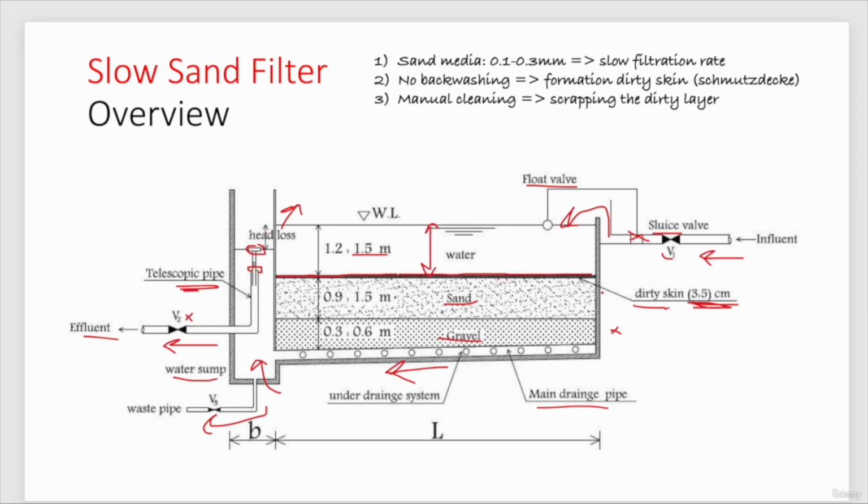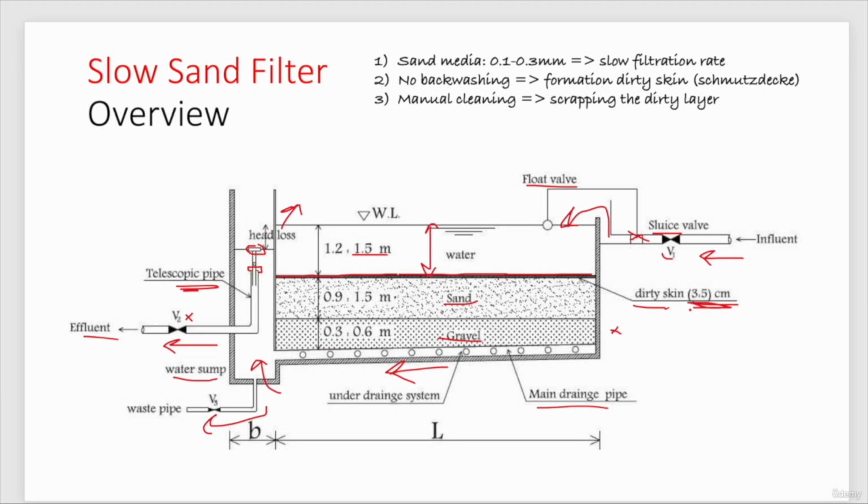Then he is going to open V1, the water will enter, but we will keep V2 closed. We are not going to collect this water. Instead, we will waste it. We will throw it, or we will get it back to its source. And we will wait a few days till we have the reformation of the schmutzdecke layer.